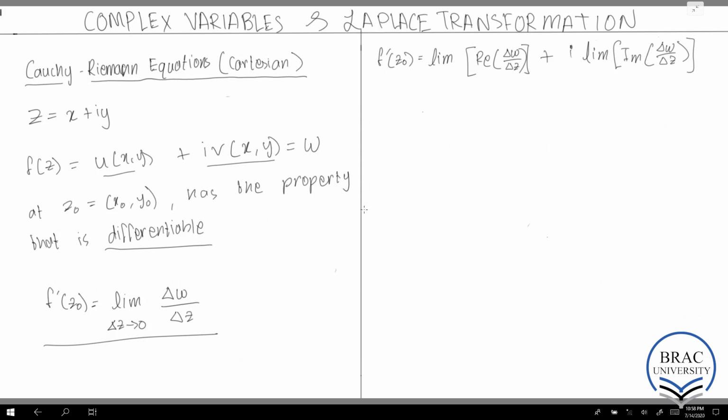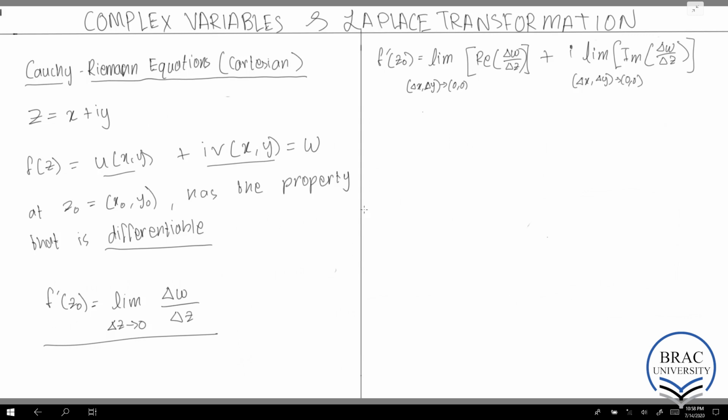Now, we're taking the limits, but we haven't mentioned what we are taking a limit of. So we take the limit of delta x, delta y, which tends to 0, 0. In similar fashion, we have the same thing here: delta x, delta y tends to 0, 0.